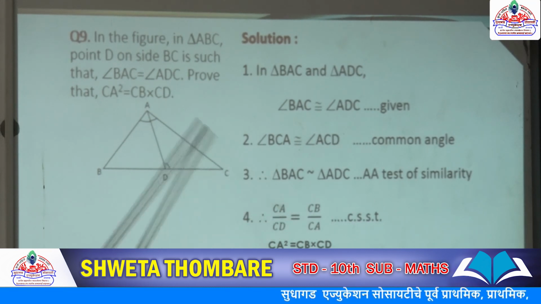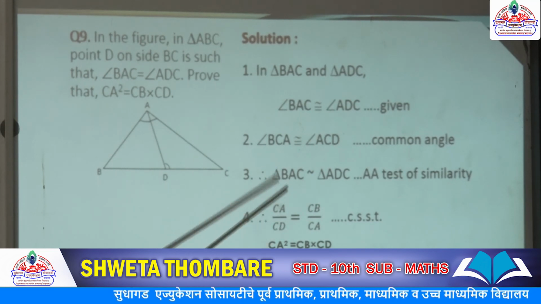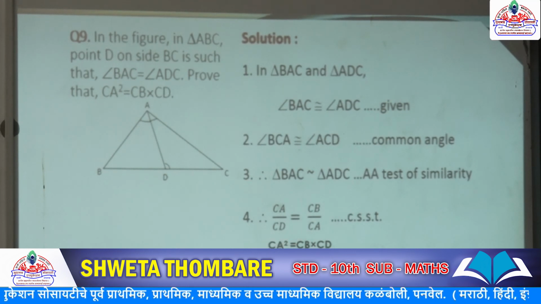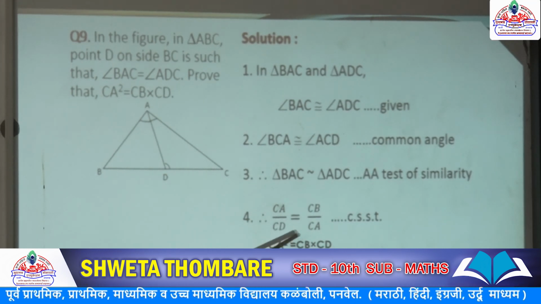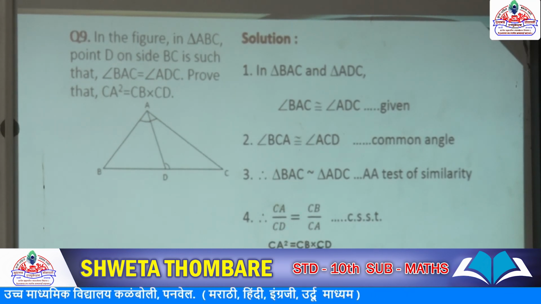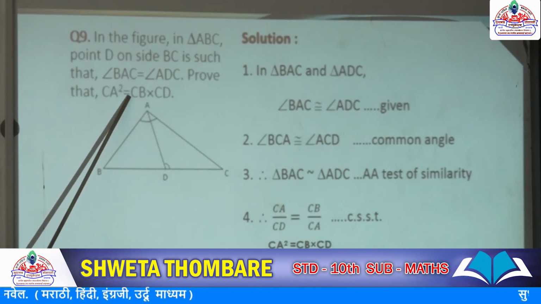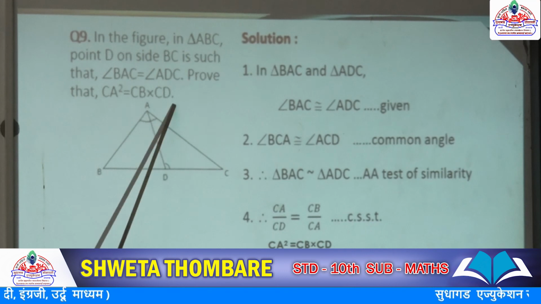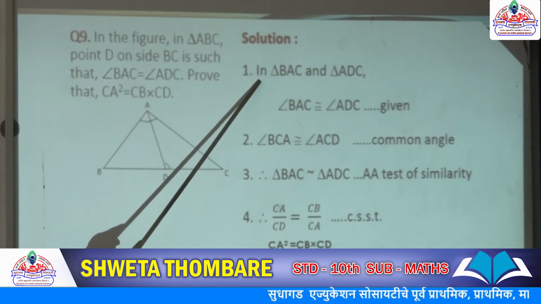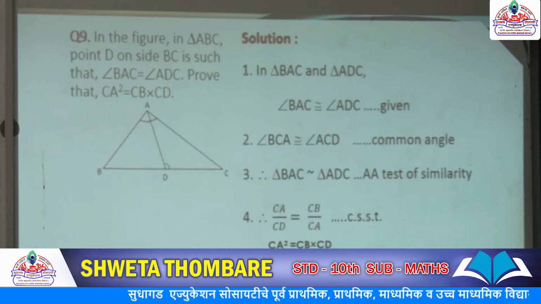Now to get this proof, we have to make the cross multiplication. CA into CA, that is CA square, is equal to CB into CD. The cross multiplication we are getting here is nothing but our proof. So in this way we can prove the statement CA square is equal to CB into CD by showing both the triangles similar. In this way we have finished question number 9. Thank you.